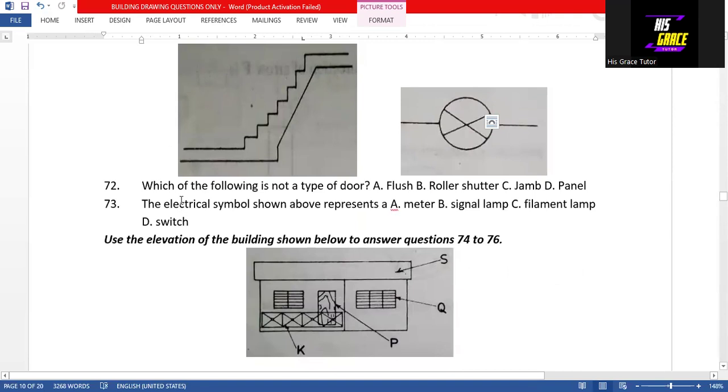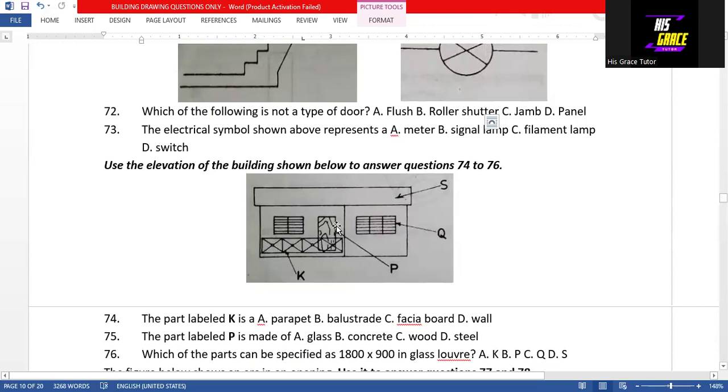Then question 72, which of the following is not a type of door? The answer is jamb. So that is option C is the answer to question 72. 73, the electrical symbol shown above is a signal lamp. That is option B is the answer to question 73.